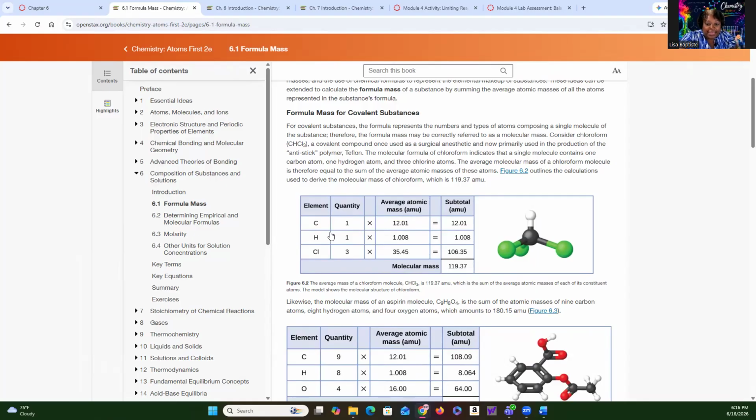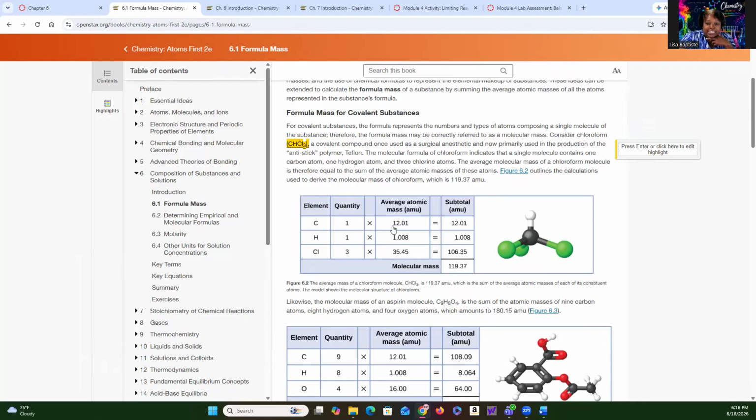But if we look at this, if we have 1 carbon, 1 hydrogen, and 3 chlorine, and we're looking at this formula right here, the one that I'm highlighting, we have 1 carbon. So if you don't have a subscript, remember it's understood to be one of them. Hydrogen again has 1, and then the chlorine has a 3 for the subscript, so there are 3 of them.